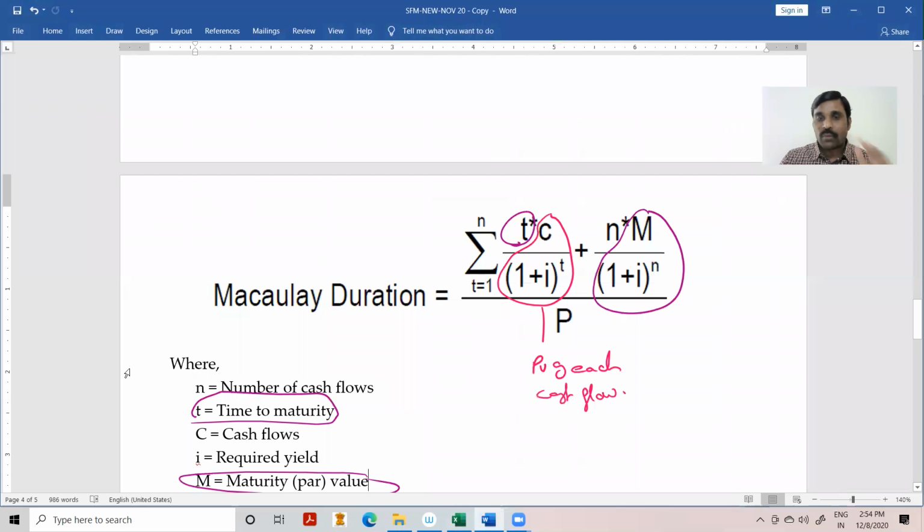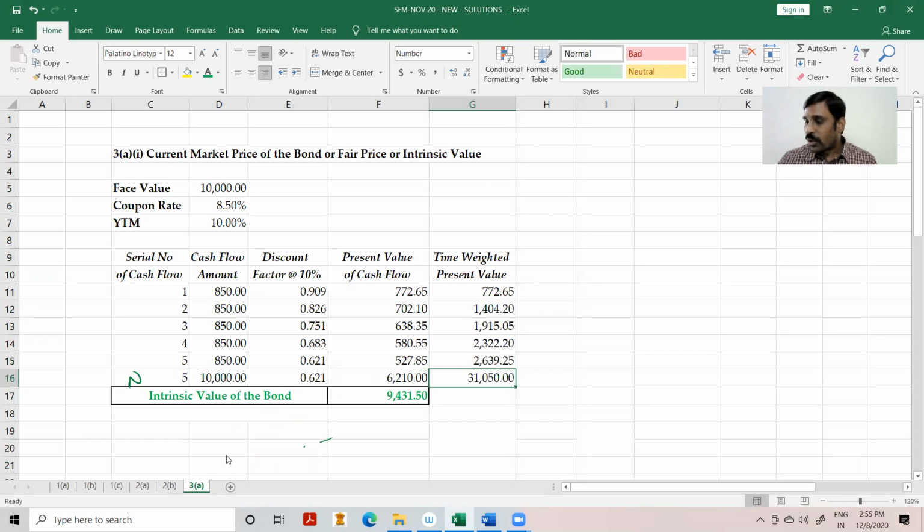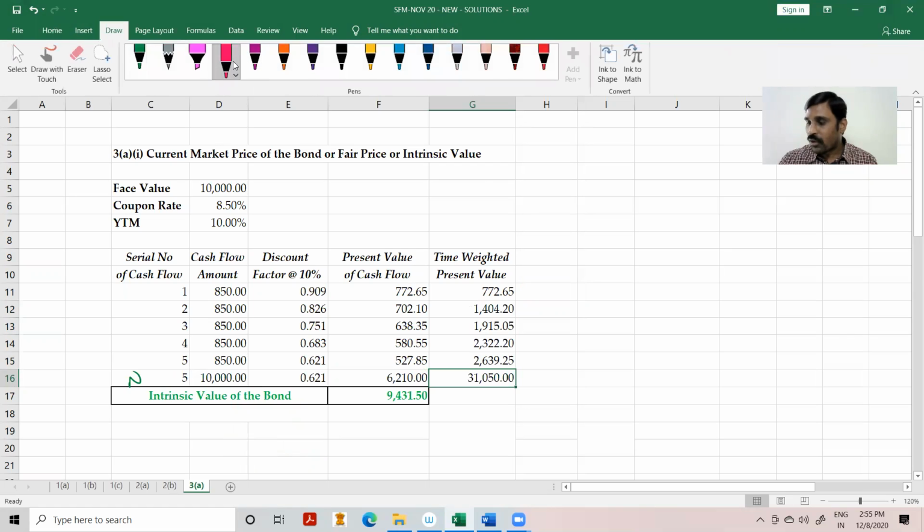No need to break your head looking at this formula. First, this portion says the present value of the maturity price. So the numerator says the present value of the maturity price. Therefore, I have to take out this present value of the maturity price. This is M, and this is (1 plus i) to the power of t, so it will be M into 1 divided by (1 plus i) to the power of t. That 0.621 is 1 divided by (1 plus i) to the power of t. So multiplying both, it comes to M divided by (1 plus i) to the power of t.